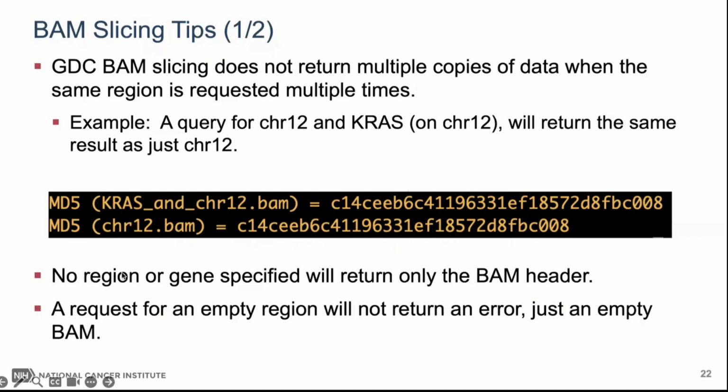If no region or gene is specified, this will return only the BAM header. And this might be useful if you want to look at the BAM header without downloading any piece of the BAM. Additionally, if you think you specified a region and you only get a BAM header, it's possible it's empty or it's just something wrong with the region parameters. So that's a good way to troubleshoot if you're only getting a header.